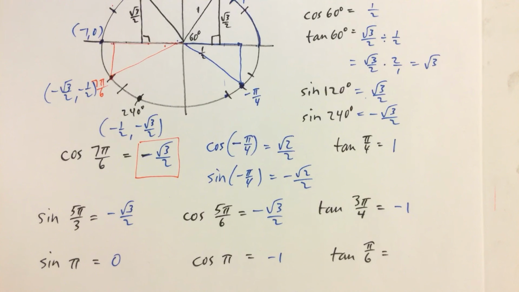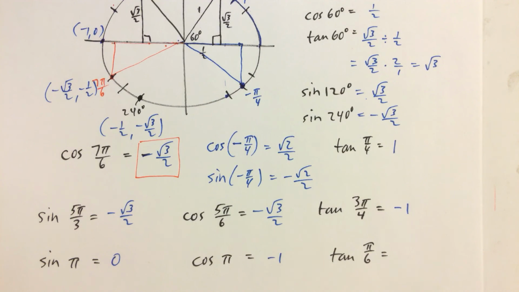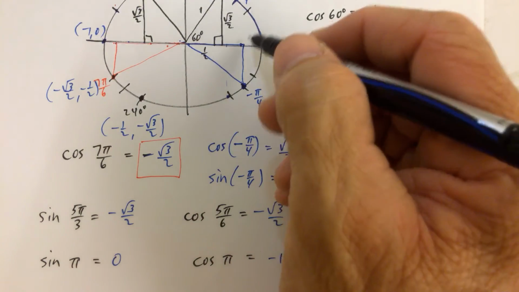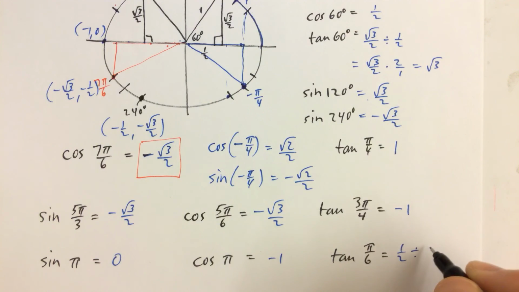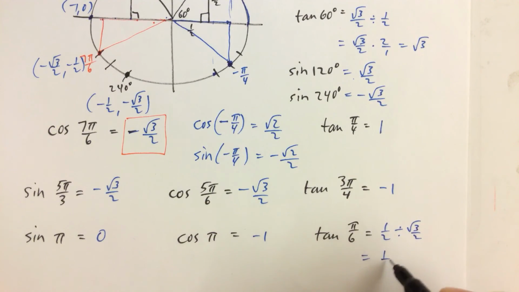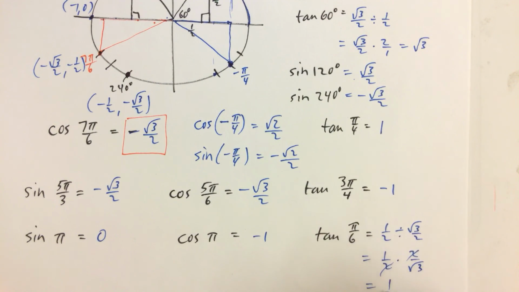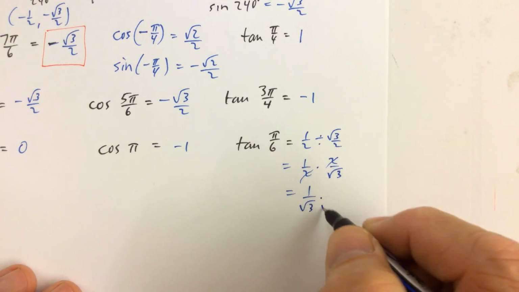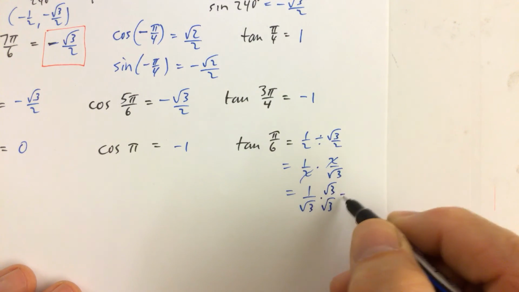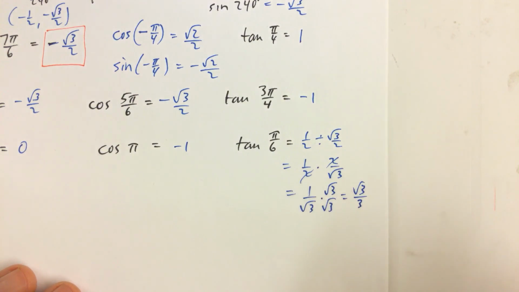Now the tangent of pi over 6, I'm going to show you a little trick with the tangent too after this. Tangent of pi over 6 would be the opposite. The opposite is the shorter leg. That's the opposite divided by the longer leg, radical 3 over 2. And we have 1/2 times 2 over radical 3. So the 2's cancel and we get 1 over radical 3. And after we get 1 over radical 3, we're going to multiply top and bottom by radical 3. So we get radical 3 over 3. And that's it.